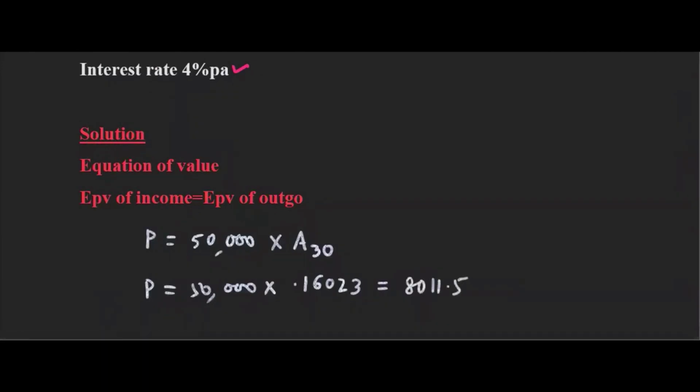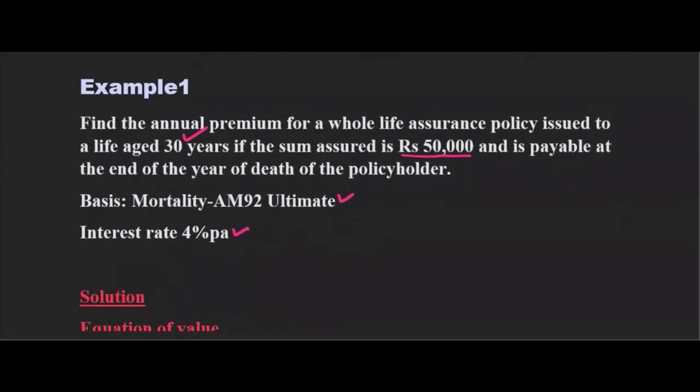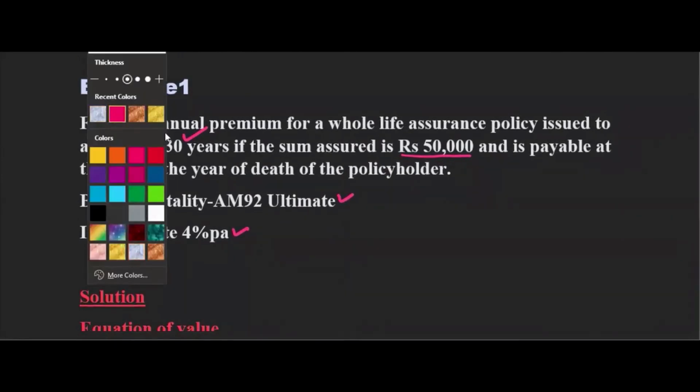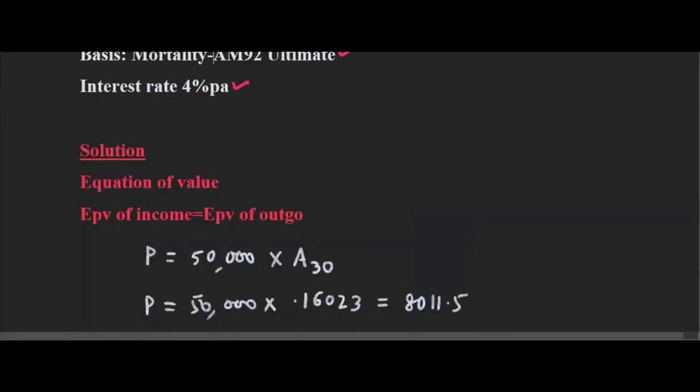So here you pay around 8,000, and whenever you die, if you are age 30, you will get 50,000 and you will get it at the end of year of death. This is also there. Remember this one, end of year of death. These are the things you need to observe in a question. So this is the one time premium.